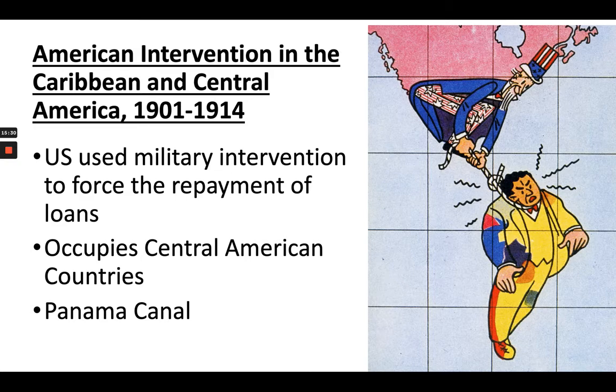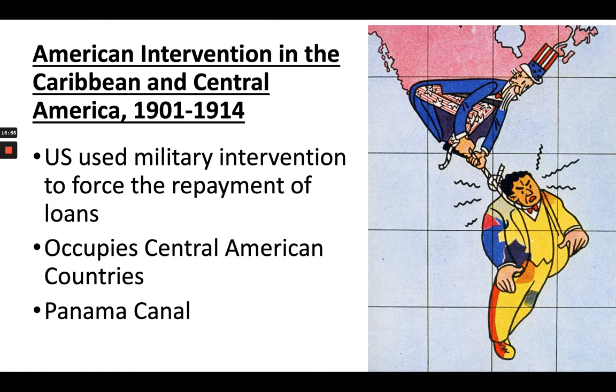So that means the U.S. will occupy Cuba, the Dominican Republic, Nicaragua, Honduras, and Haiti at various occasions during the late 19th and early 20th century. We'll talk about the role we play in overthrowing democratically elected governments in Latin America in the 20th century later. The U.S. was particularly forceful in Panama.